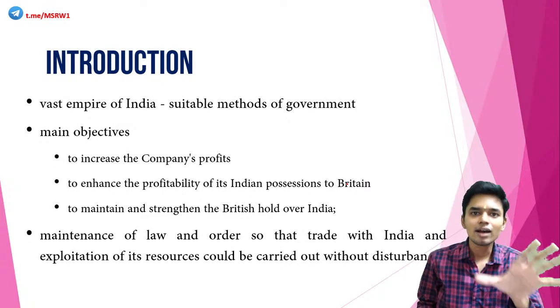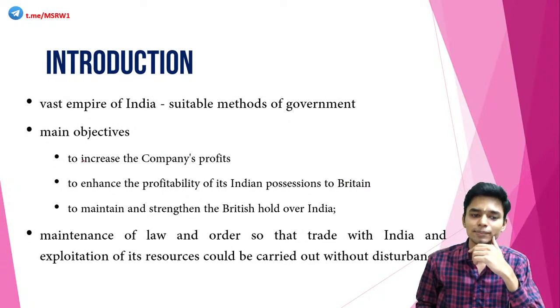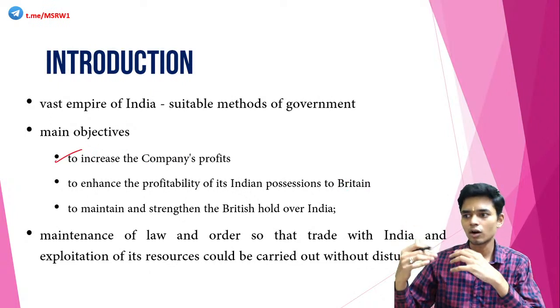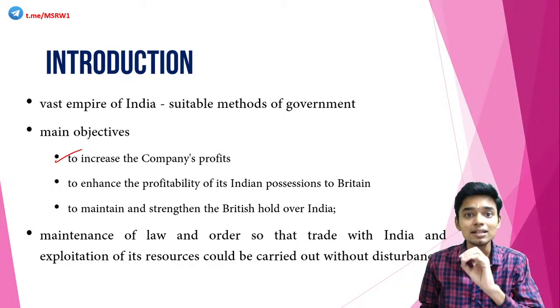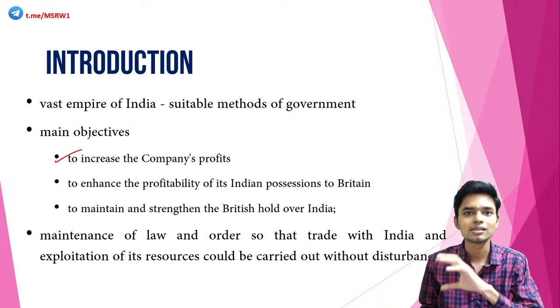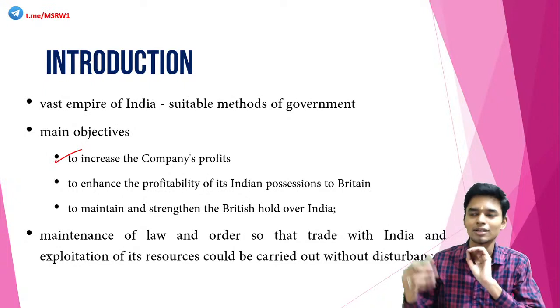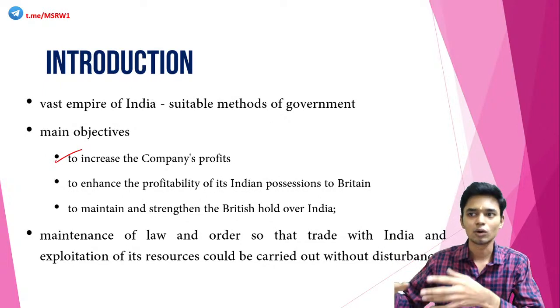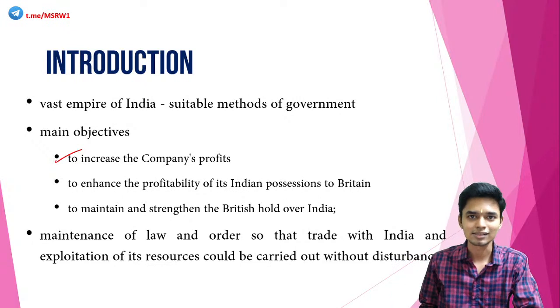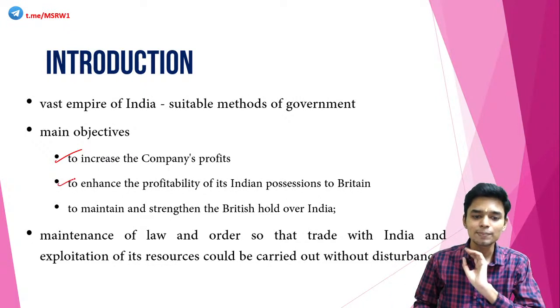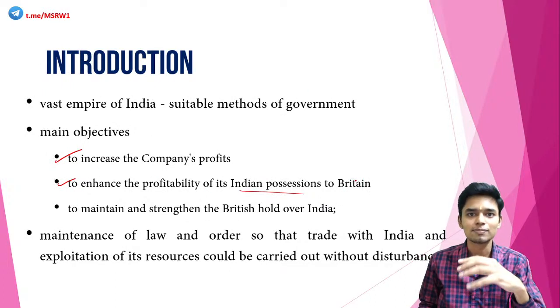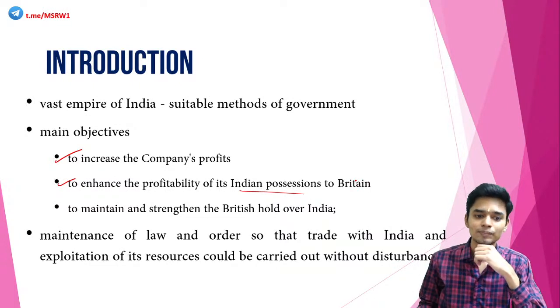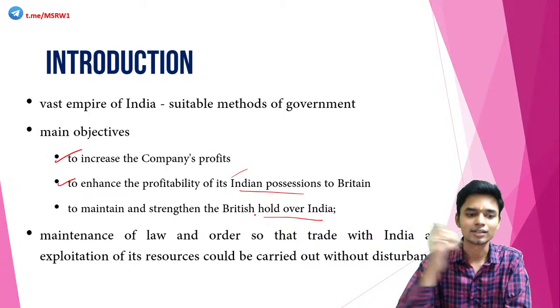But even now the main objective of the company is to increase the company's profits. They are here and they got the administrative power of the entire Indian territory, but still they are a trading company. Their first priority is trade and profit. It's not ruling India or enhancing India's capabilities. They wanted to create profits. They have to enhance the profitability of Indian possessions to Britain, not for Indians. They are doing all this not for Indians but to increase the profit for Britain, to maintain and strengthen the British hold over India. So these are their chief targets at this point of time.